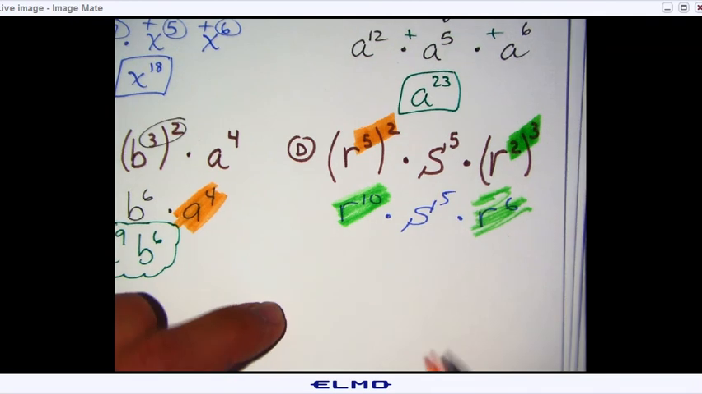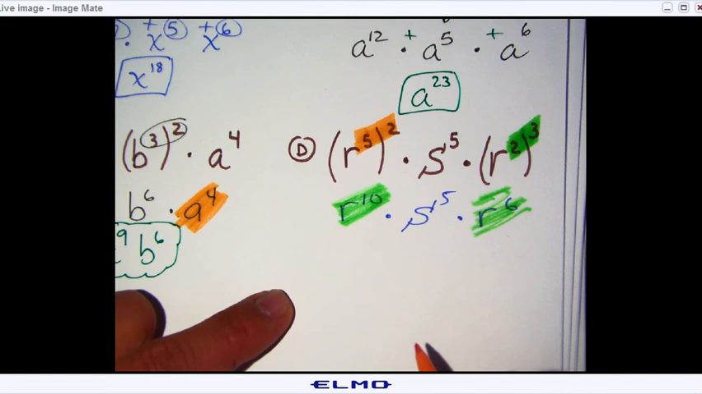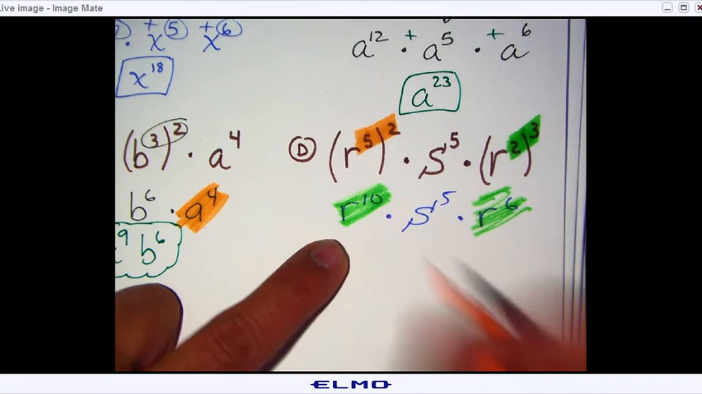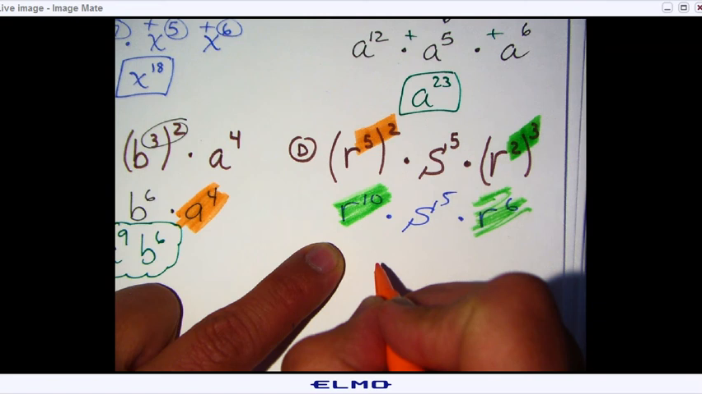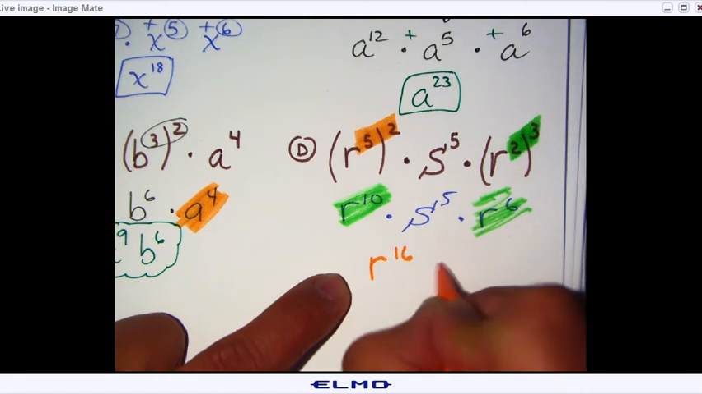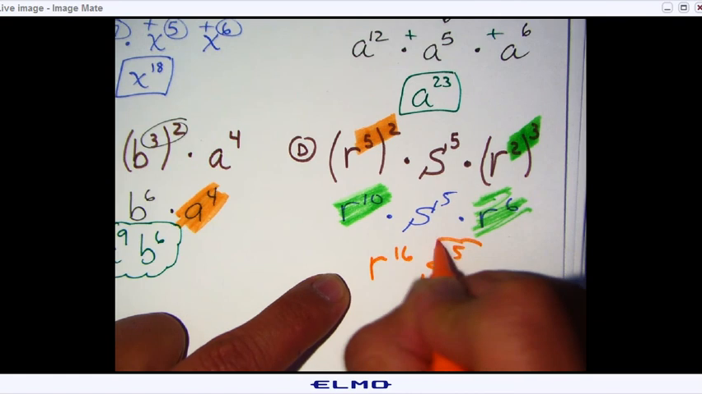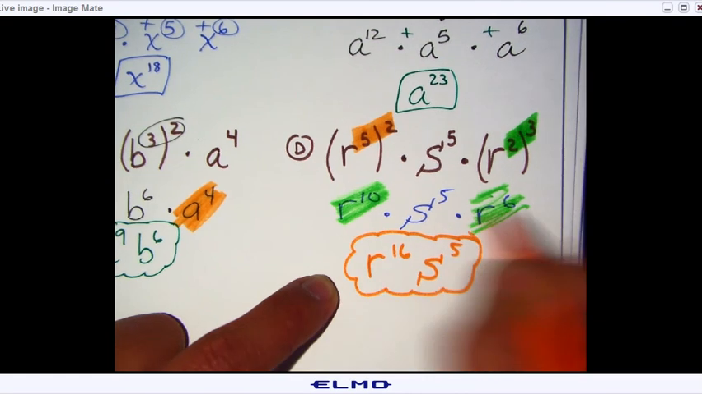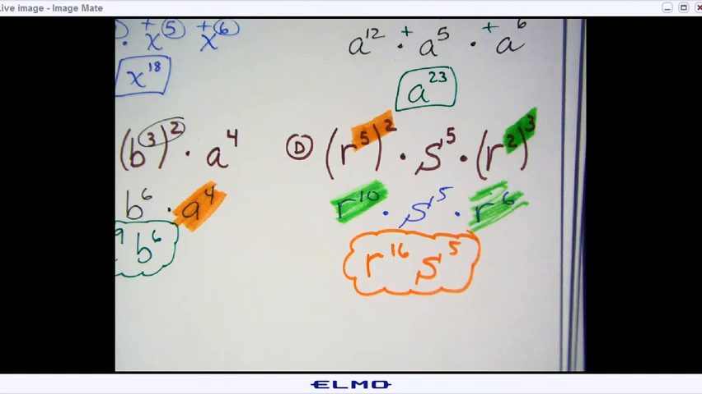Writing names down. All right. R to the what? Mario Sanchez. R to the 16. And what happens to the S? Leave it alone. Leave it alone. And that's your answer. Okay. Cool. So far, so good.